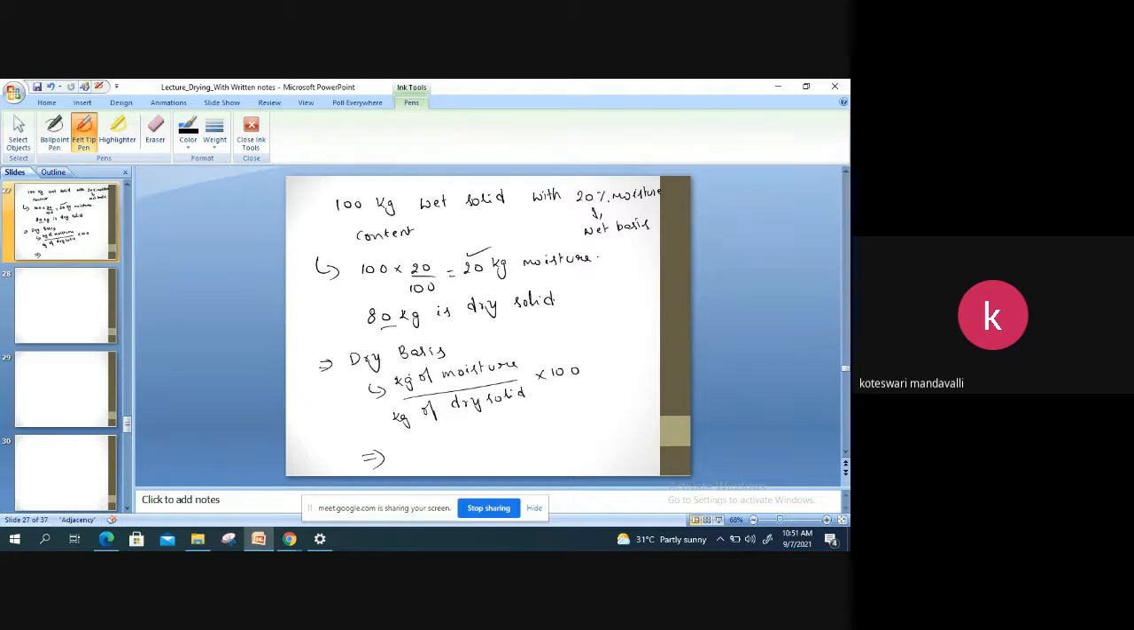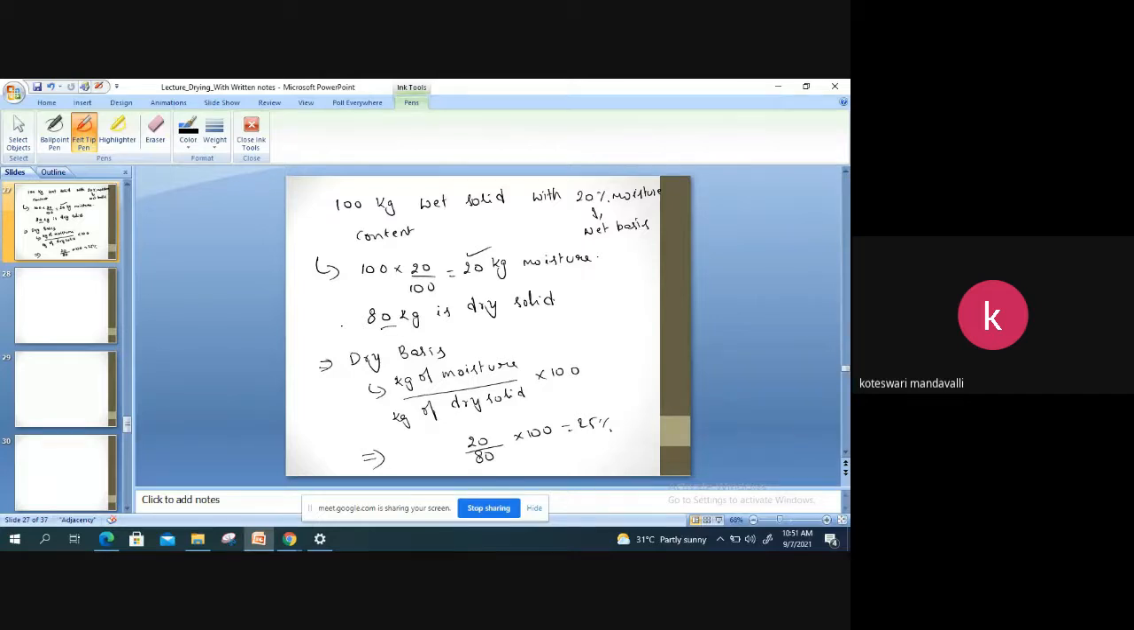So now what will happen? 20 kgs, so already someone calculated. 20 by 80 into 100, that is 25%. So wet basis is 20% and dry basis is 25%, right? Someone calculated and told me, yes, 25%. So now it is 25%.